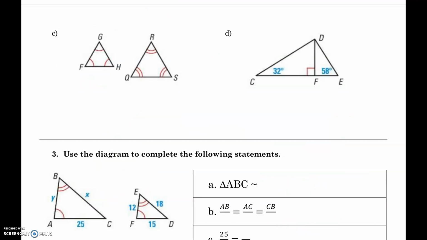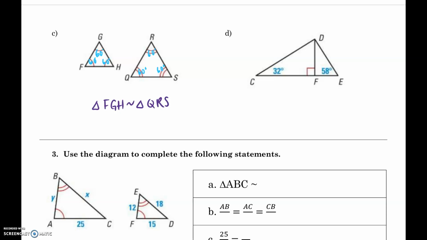Part C is a little tricky. By looking at the arcs on the angles, it doesn't look like we have any pairs of congruent angles here. But both of these triangles are equiangular triangles, which means that all three angles in both triangles measure 60 degrees. So in this case, because both triangles are equilateral, we do have two pairs of corresponding congruent angles, so we can say our triangles are similar. Triangle FGH is similar to triangle QRS.